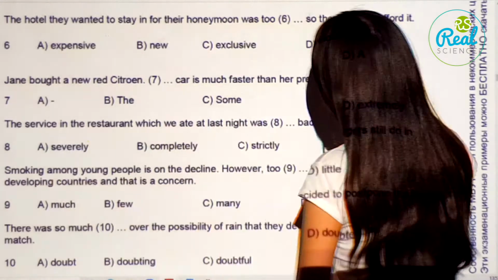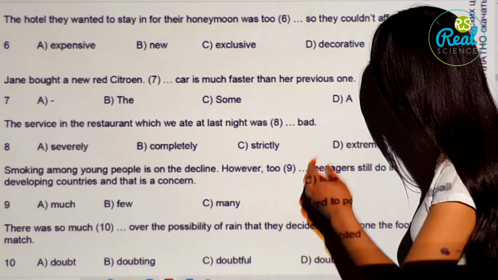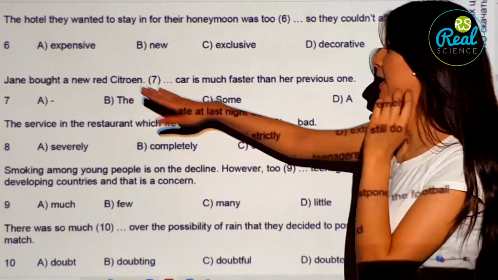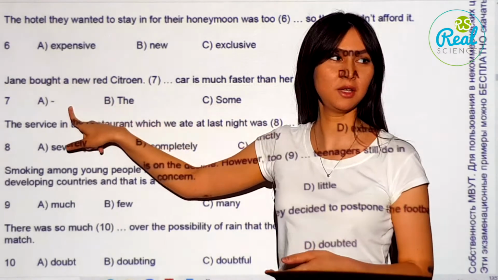Okay, so the hotel they wanted to stay in for their honeymoon was too expensive. Very good. The correct answer is A1. Jayan, who wants to read?